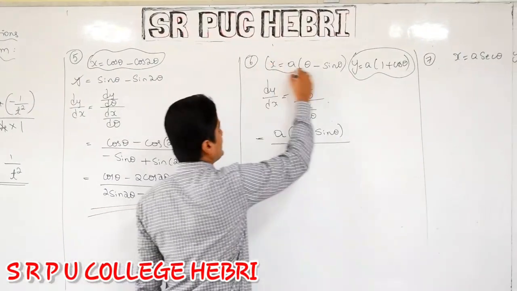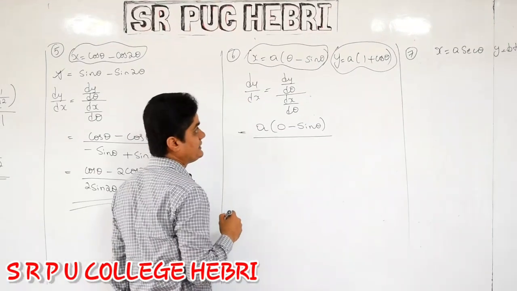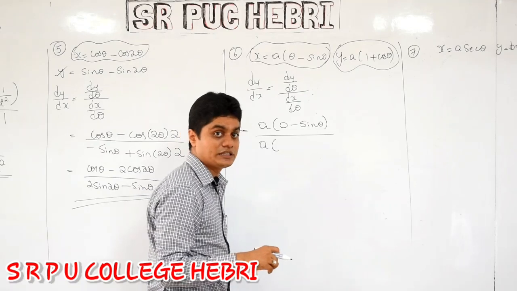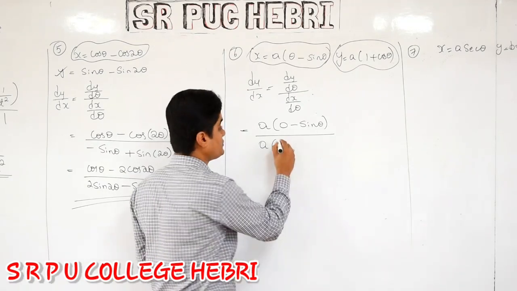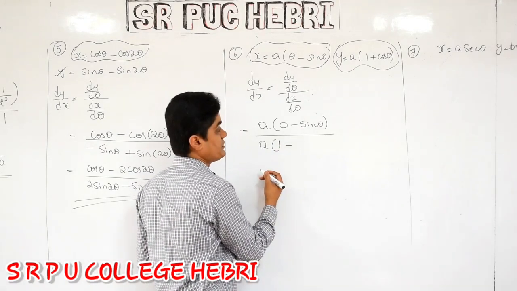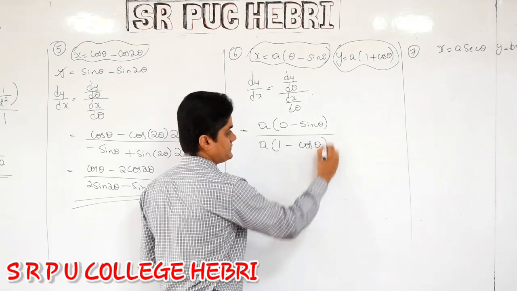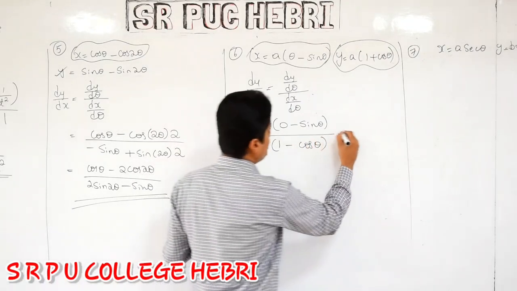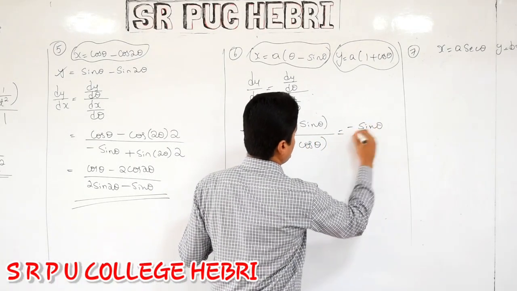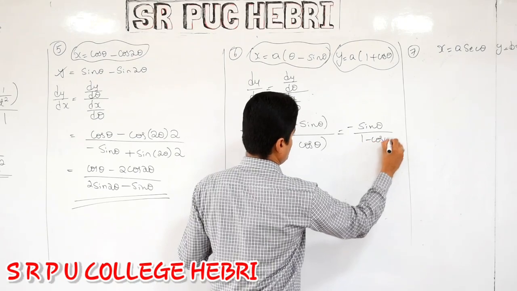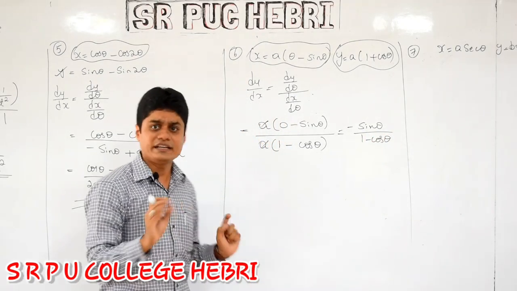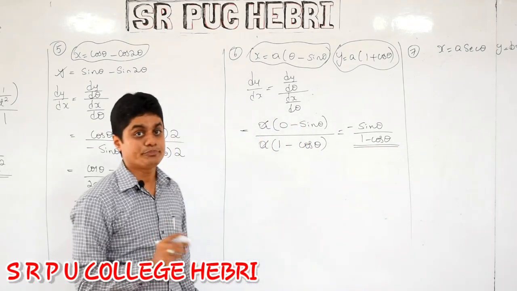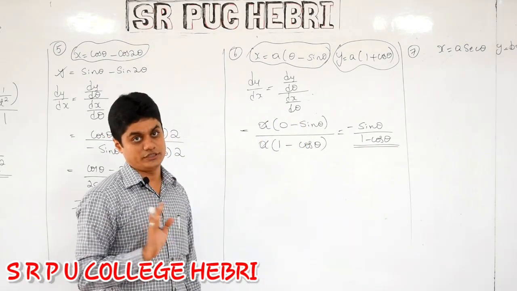What is x here? a into theta minus sin theta. a is constant. What is the differentiation of theta with respect to theta? d theta by d theta is 1, minus the differentiation of sin theta, which is cos theta. Understood? So a cancels. So this will be minus sin theta divided by 1 minus cos theta. Actually, if they ask find dy by dx, this is more than enough. But sometimes this question will be asked as a prove that. Then you must know how to proceed.